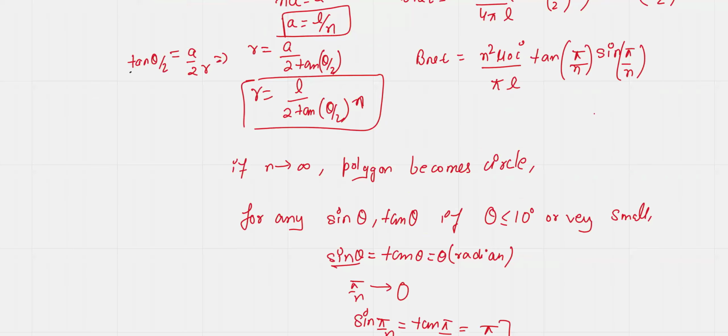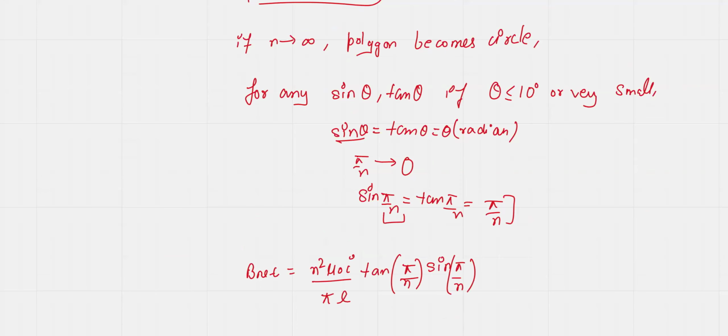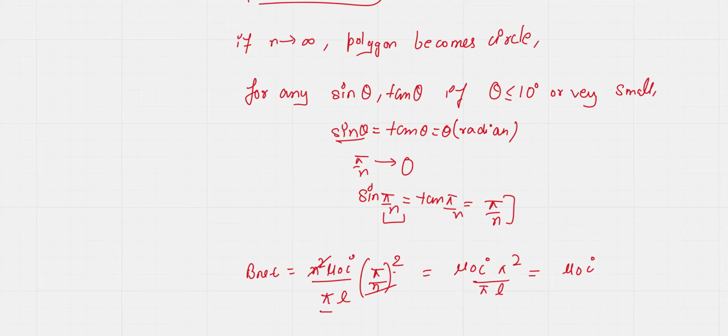If you go and substitute the value, let's take it and paste it. It will become square, right? And if it becomes square, you can see this n square gets cancelled out. What you are left with is mu naught I, and this pi, one pi, gets cancelled out. So mu naught I pi square divided by pi times L. What you are left with is mu naught I and this pi divided by L. Is it clear now?